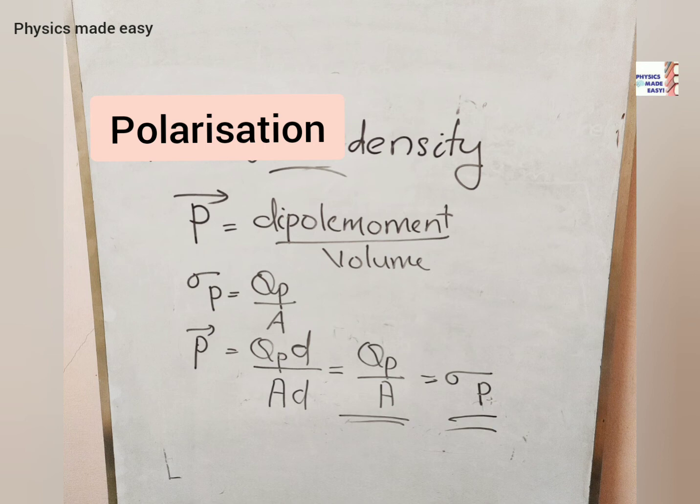Polarization density. The induced dipole moment developed per unit volume of the dielectric when placed in an external electric field is called polarization density, denoted by the letter P. Let A be the surface area, D be the thickness, plus or minus sigma P the surface charge density, and plus or minus QP the charge on the surfaces. Then sigma P is equal to QP by A. Then P, the polarization density, is equal to dipole moment by volume, QP into D by A into D, which is equal to QP by A, that is equal to sigma P.